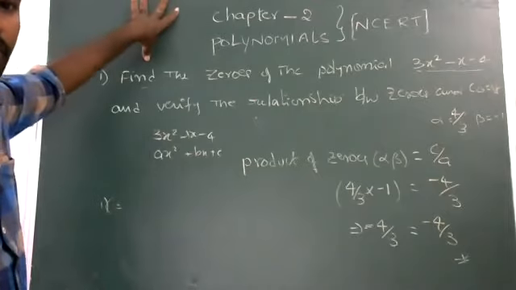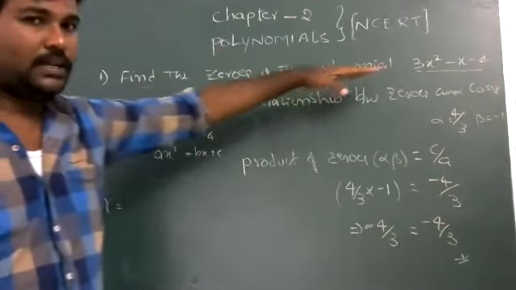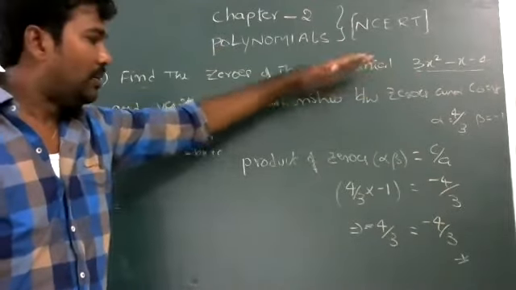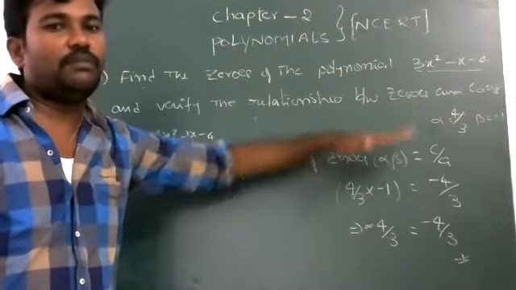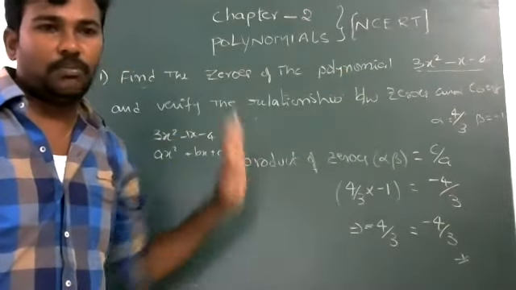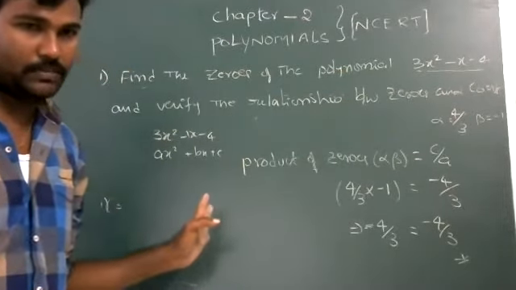In this method you can verify how to find the zeros of the polynomial. After finding the zeros, you can verify the relationship between zeros and coefficients. Is it clear?